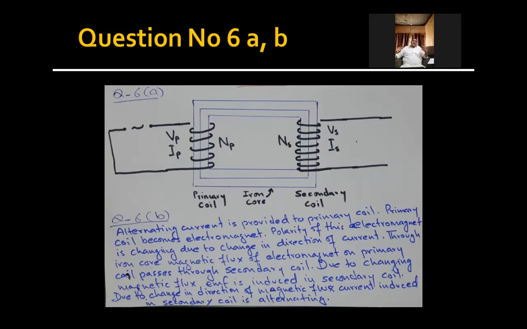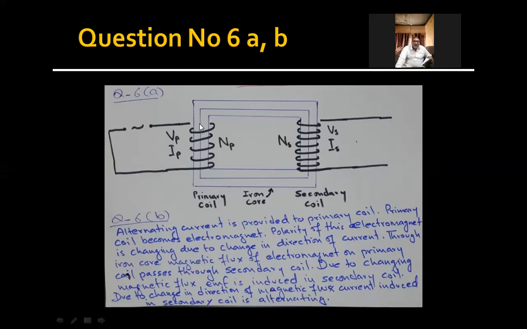The polarity of the electromagnet formed on the primary coil will change. For example, at one moment this lower side will be north, and in the next moment the upper side will be north. Then this side will be north, then the upper side will be north. So when this lower side is north, the magnetic lines of this electromagnet pass through the iron core, through the secondary coil, and they come back.